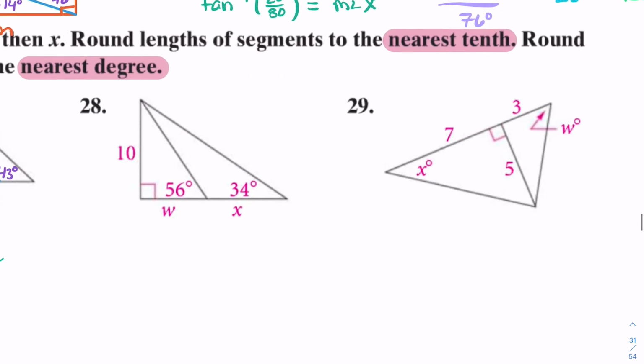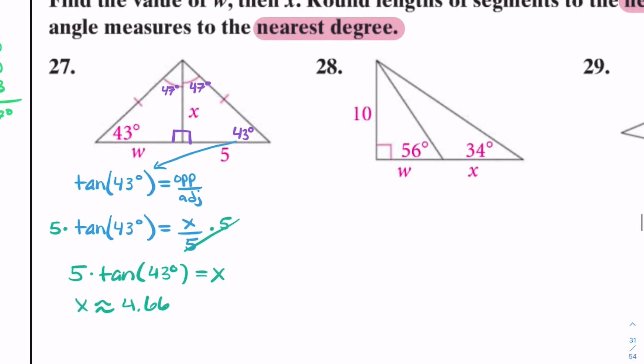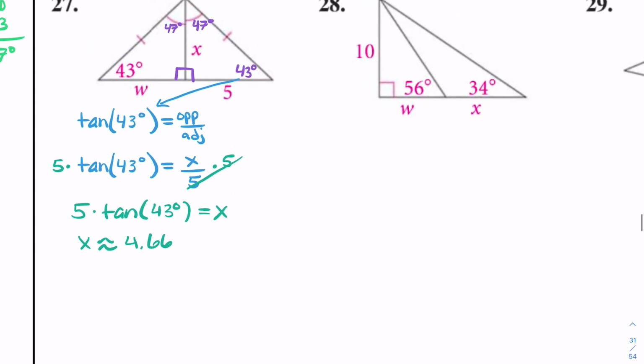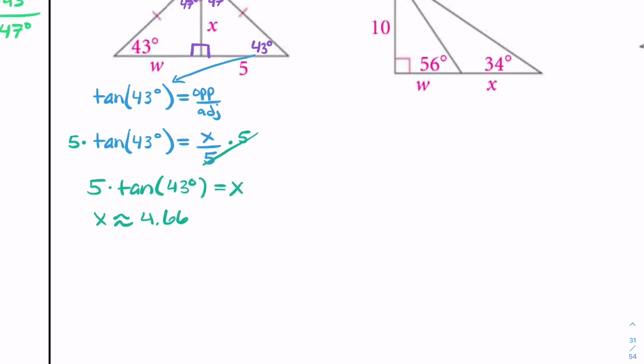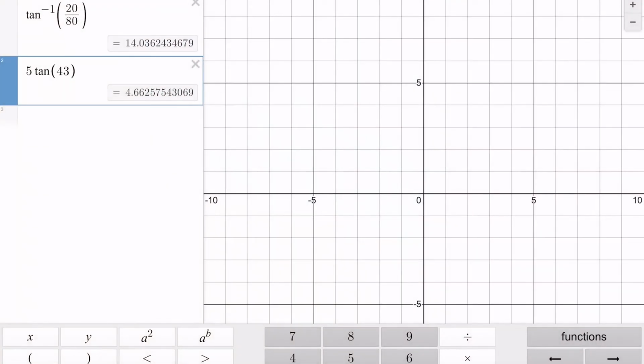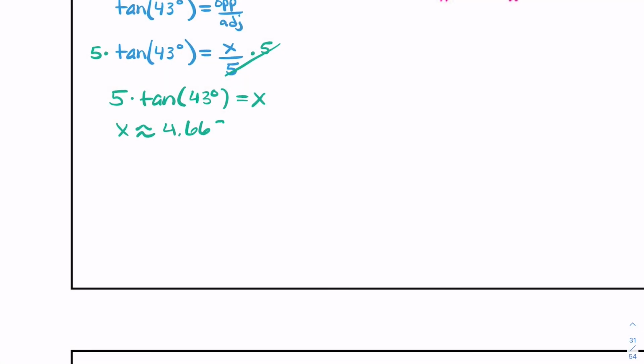But it wants me to round to the nearest tenth. Let me think here. 4.66, let's get another number, 26. This is what we call an intermediate value.